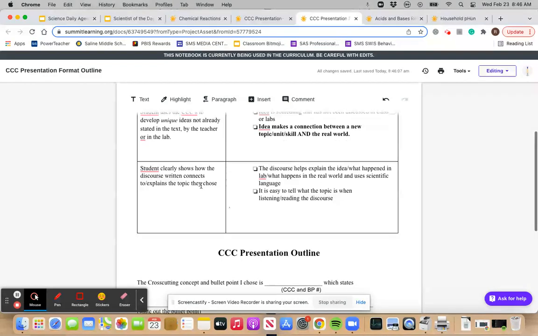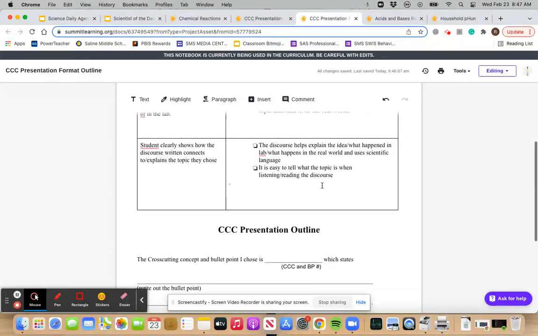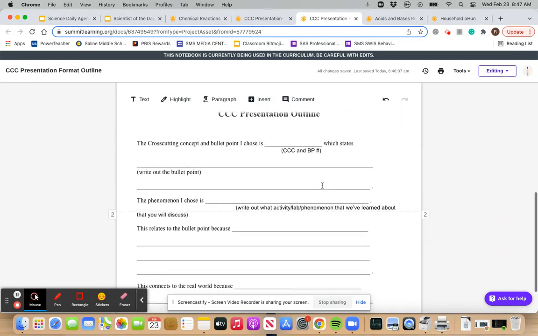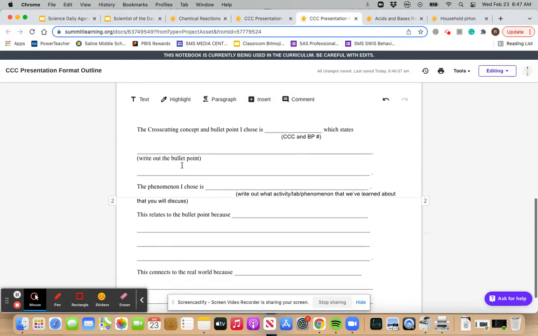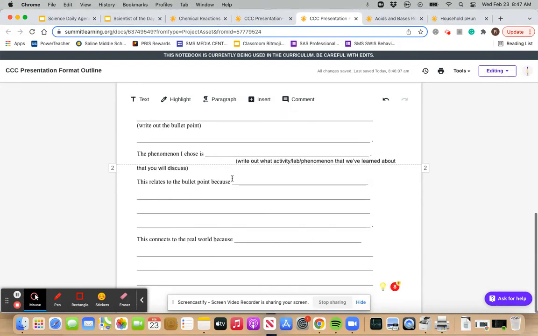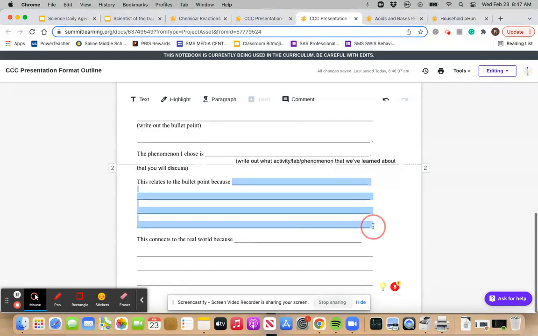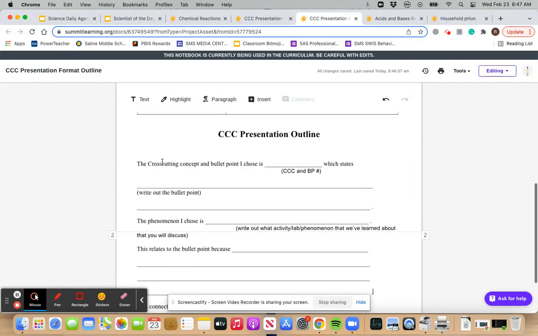And then lastly, student clearly shows how the discourse written connects to and explains the topic they choose. So this is just making sure that you're connecting the bullet point and discourse that you chose to the real world, okay? So I gave you a little bit of an outline here. If you change it a little bit or whatever, that's totally fine. You do not need to keep these lines. You can delete as you write and make it look nice and one free flowing paragraph.